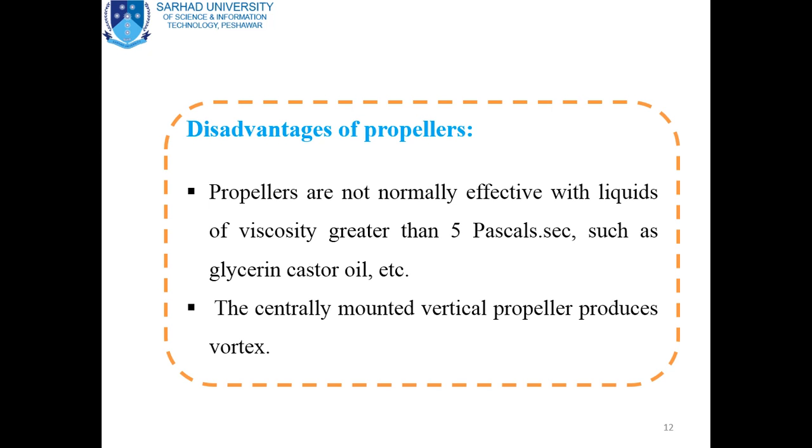The second disadvantage is the production of vortex by using a centrally mounted vertical propeller. If we use centrally mounted vertical propellers at that position, vortex formation will result. We will also discuss what is meant by vortex formation and how the vortex formation is prevented.